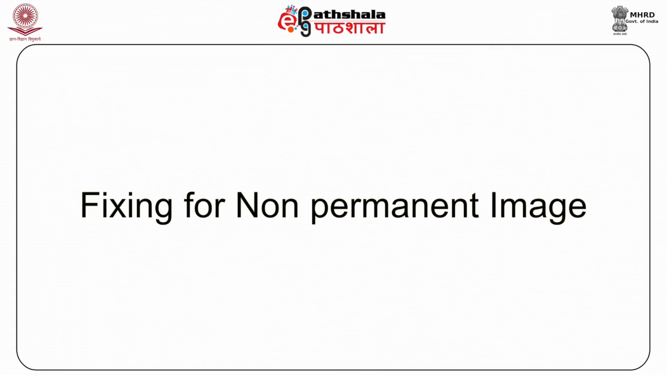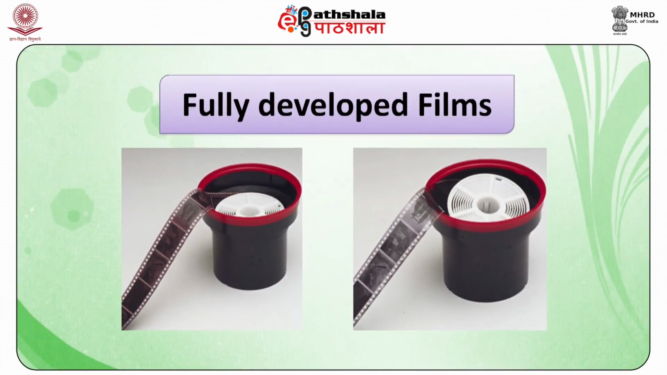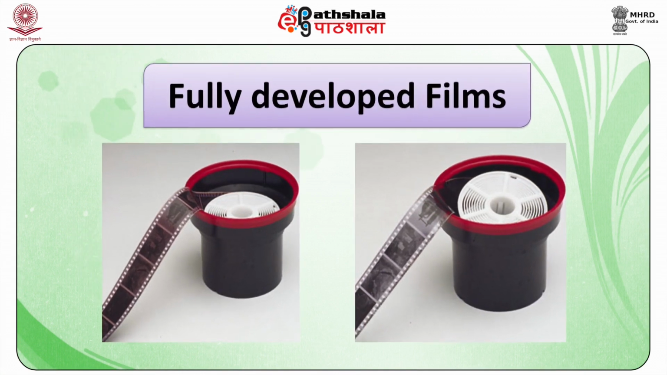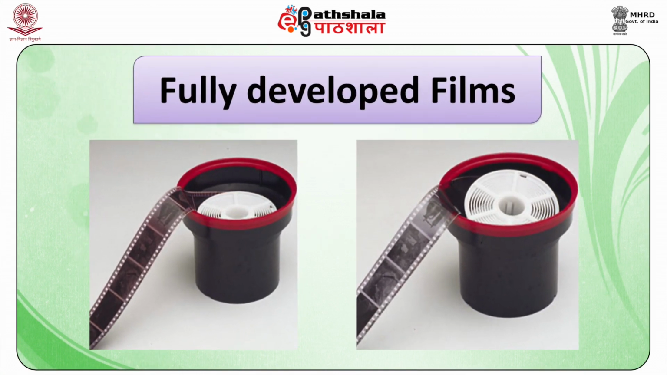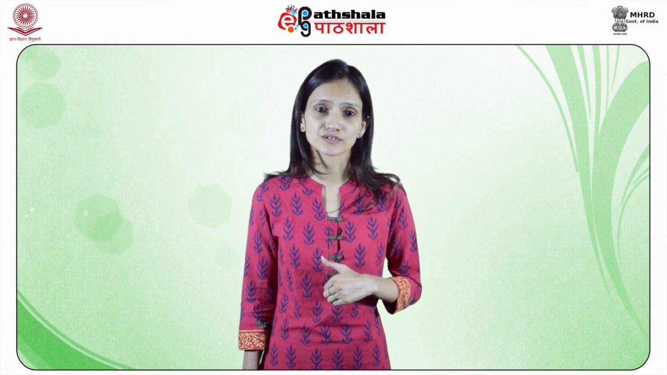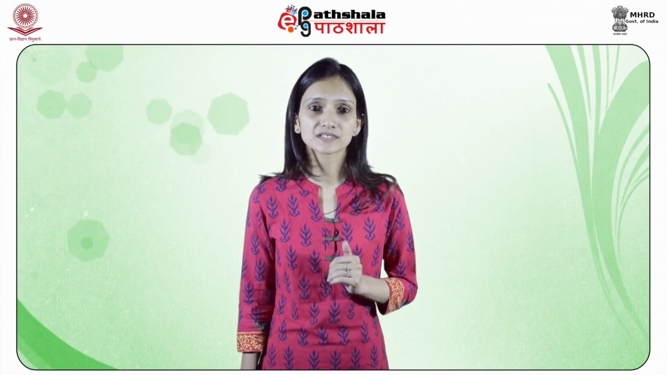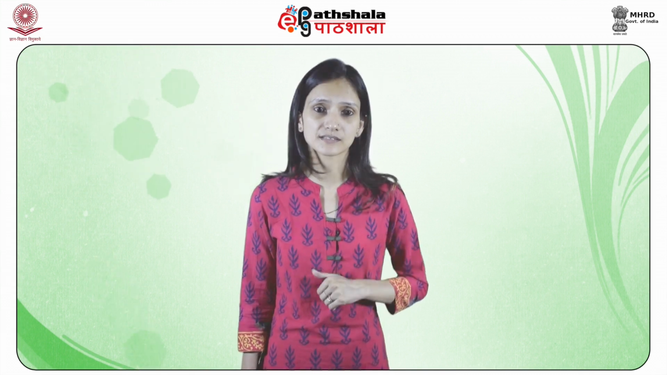Fixing for non-permanent image. Development of films gives us visible images, but this will decay with re-exposure to light. So we must fix the image by dissolving the unexposed silver halide in hypo by making a fixer solution as follows: sodium thiosulfate 300 grams, sodium metabisulfite 25 grams, water 1000 cc.